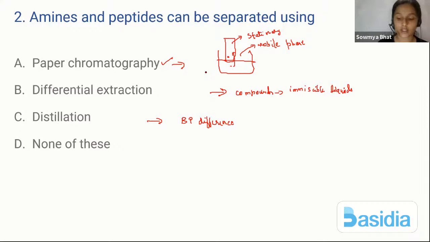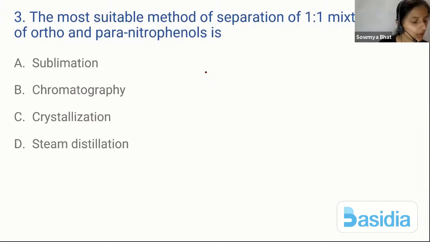So let's move on to the third question then. Here, the most suitable method of separation of a 1:1 mixture of ortho and para nitrophenols is. Just by looking at the options, you can say sublimation can't be the answer, because sublimation refers to a substance which directly goes from solid to gaseous state. So that's not possible in the case of ortho and para nitrophenol. So you can't do that. In chromatography, since the ortho and the para nitrophenols have similar properties, you can't even separate them by chromatography. So what are you going to do?